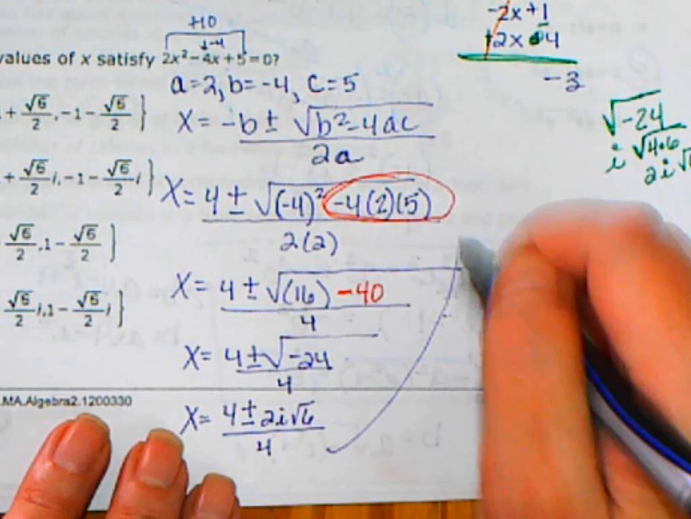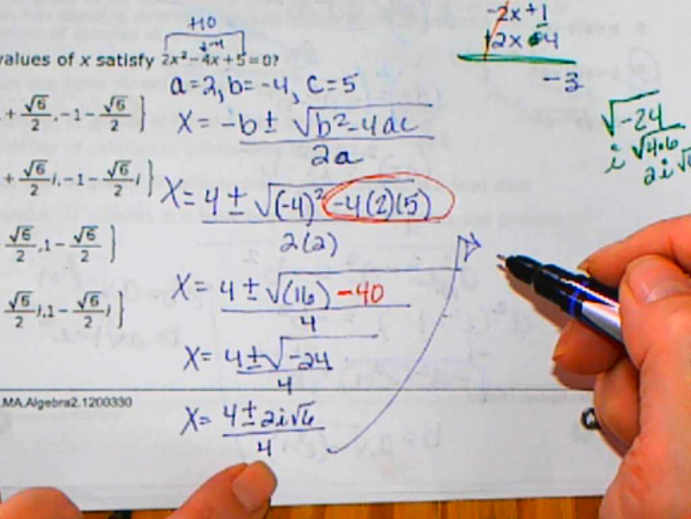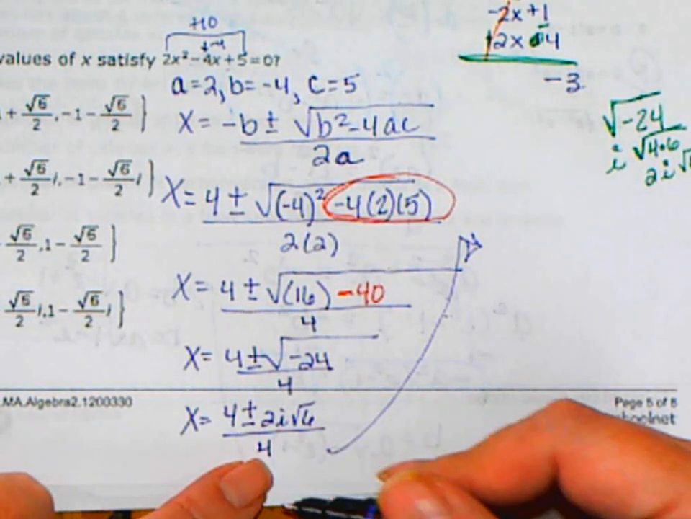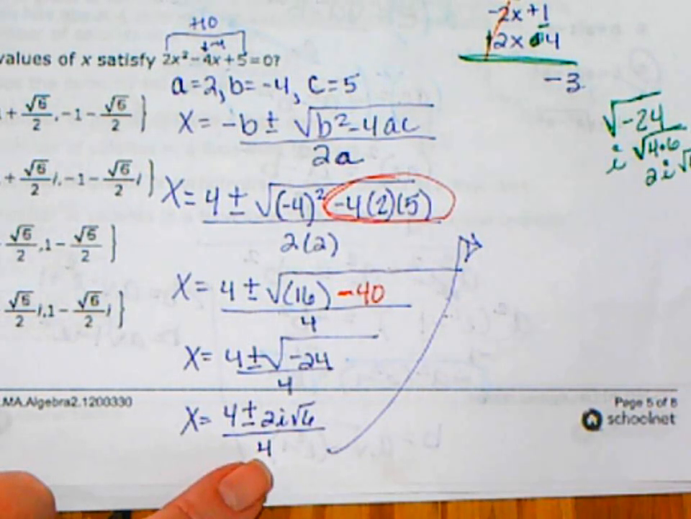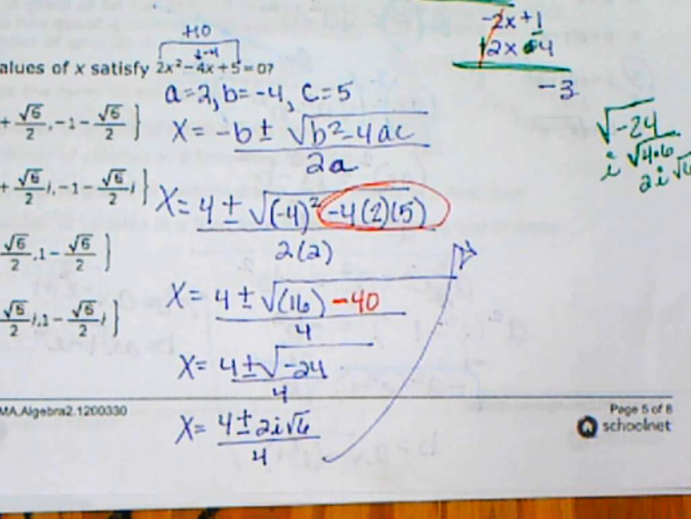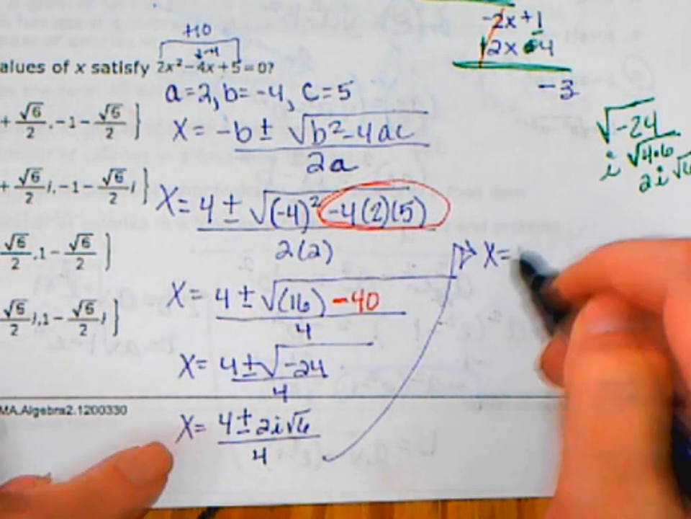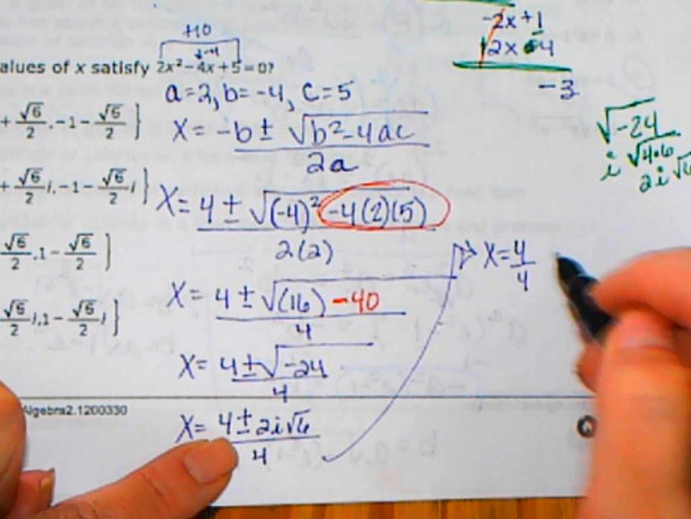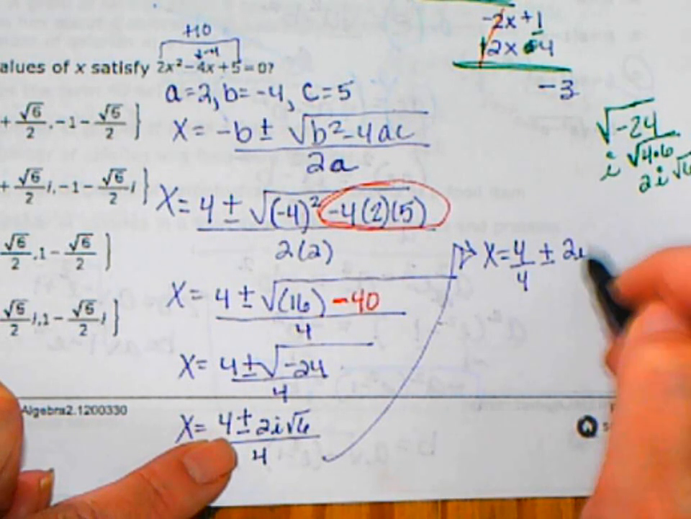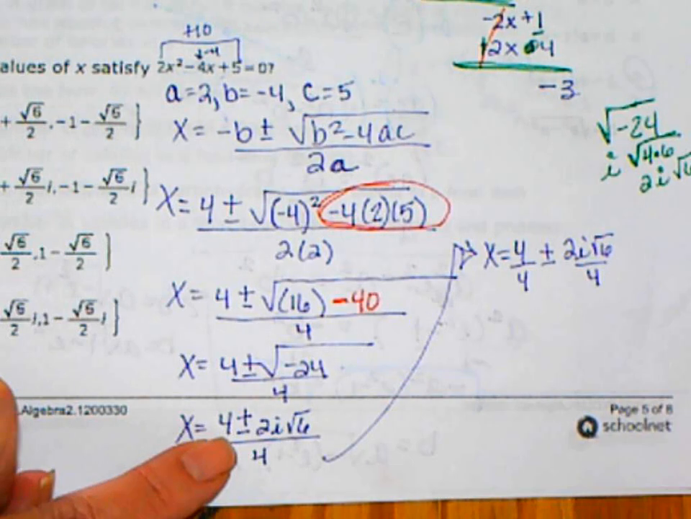If I separate this into two separate fractions, because 4 is being divided by 4 and 2i square root of 6 is being divided by 4, can I reduce either or both? Yeah, I can. So if I can reduce either one, I need to. Now sometimes if you can only reduce one and not the other, they won't reduce, they'll just leave it all together. It just kind of depends, okay? Me personally, if something can be reduced, I like it reduced. It just depends on what answers they give you. So I'm going to separate this. X equals 4 divided by 4 plus or minus 2i square root of 6 divided by 4.